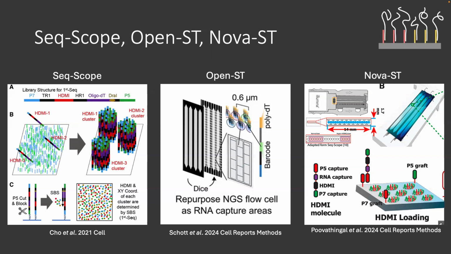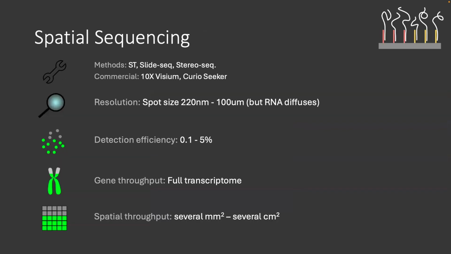But this nicely uses these arrays that Illumina worked on very long and very hard to make them perfect. Okay, summarizing this section. So the methods are spatial transcriptomics or Visium, slide-seq, Stereo-seq, and the Illumina-based methods. The resolution is sort of determined by the spot size, going from 200 nanometer to, in history, a bit like 100 micrometer. But of course, the RNA diffuses, so this is not a full story.